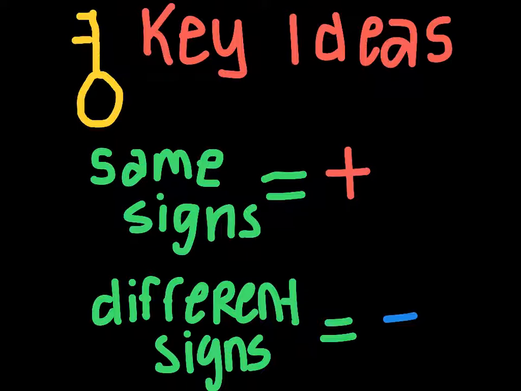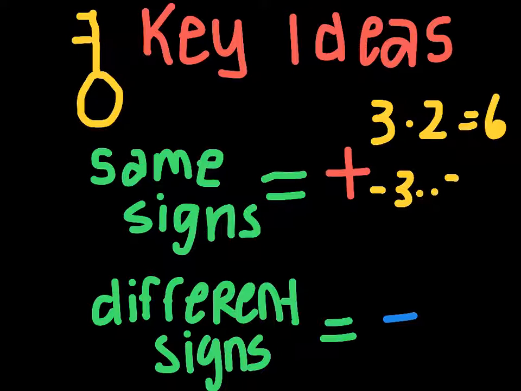So let's just, for example, we have 3 times 2. Okay, do those have the same sign? Yes, so we know that the answer is going to be positive. Okay, let's try another one. Negative 3 times negative 2. Do they have the same sign? Yes, they both have negative signs, so we know that the answer is going to be positive.